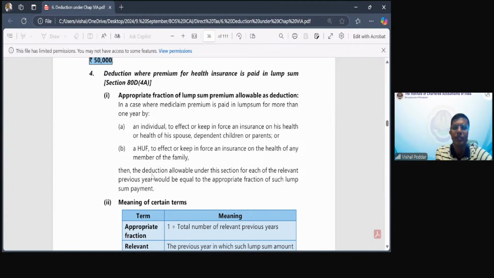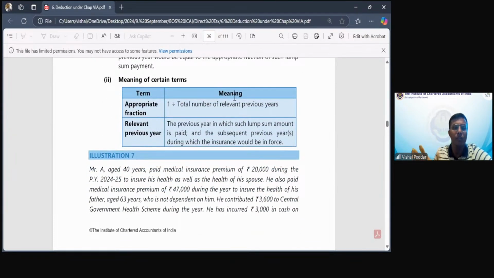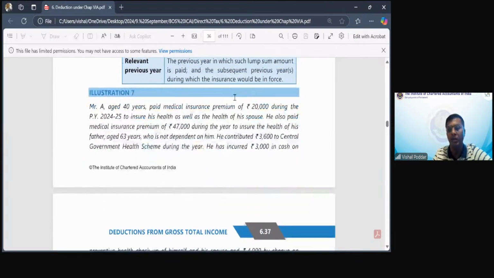So in such a case, where you are given a combined mediclaim, in the first year itself you have made payment for 10 years, but I want to give you deduction in all the 10 years. So they say that we'll take an appropriate fraction. And how is this appropriate fraction calculated? Whatever is the premium that you have paid divided by the number of years. So if it is 10 years in my example, you divide it by 10 years and you are allowed deduction in every year.